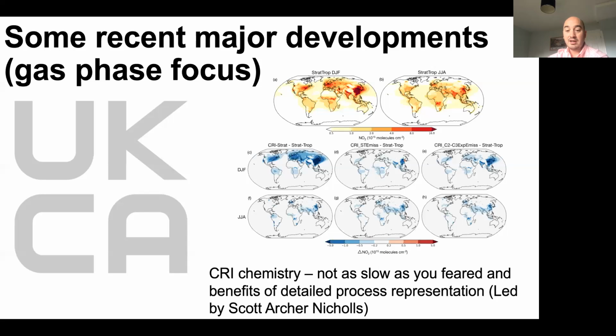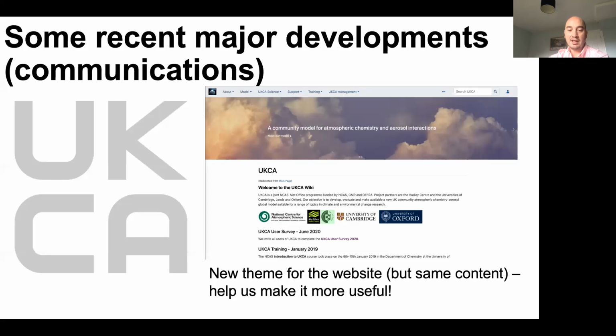We've already seen Scott Archer-Nichols talk on the CRI mechanism, but I think there are two take-homes here for me. One is that actually the chemistry isn't as slow as you might have feared. Basically, in doubling the chemistry, it doesn't take double the amount of time. And by having a more complex chemistry scheme, we've got the benefit of having detailed process representation. So just also point you to James Weber's talk on the development of highly oxygenated molecule chemistry, HOM chemistry associated with the CRI.